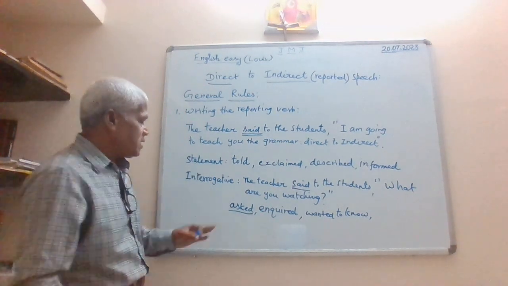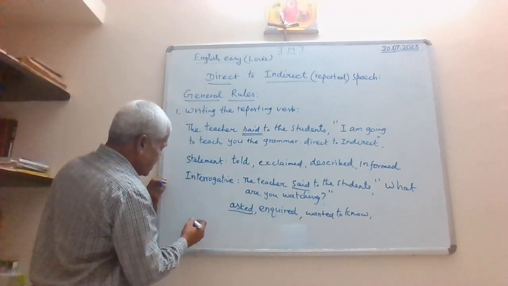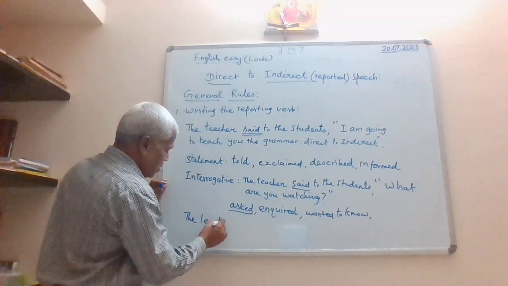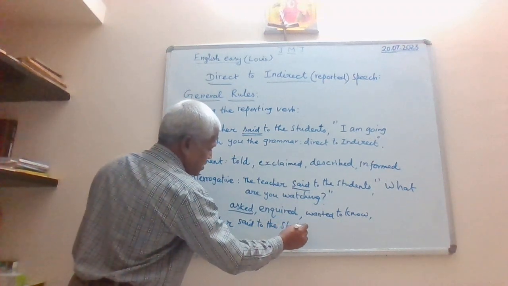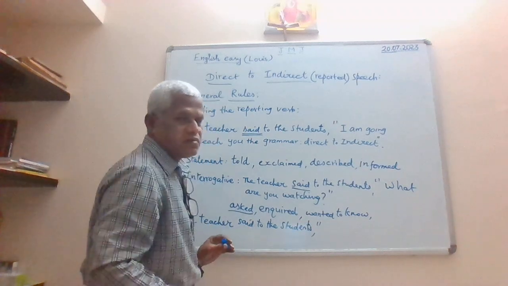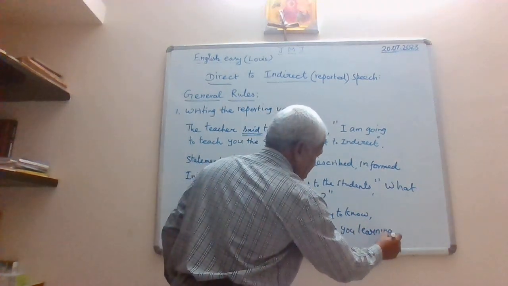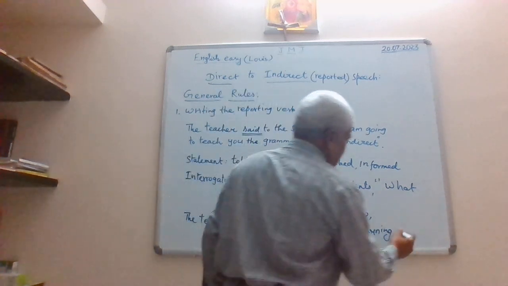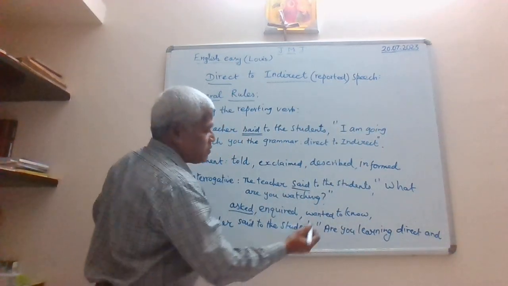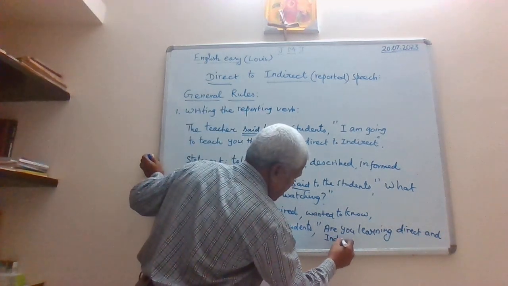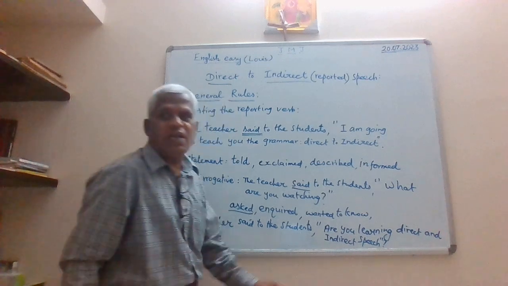Now another type, yes or no type. Let me write a sentence here. Example: the teacher said to the students, comma, open inverted commas, "Are you learning direct and indirect speech?"